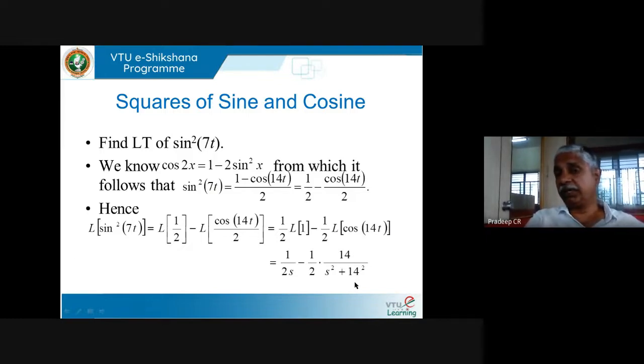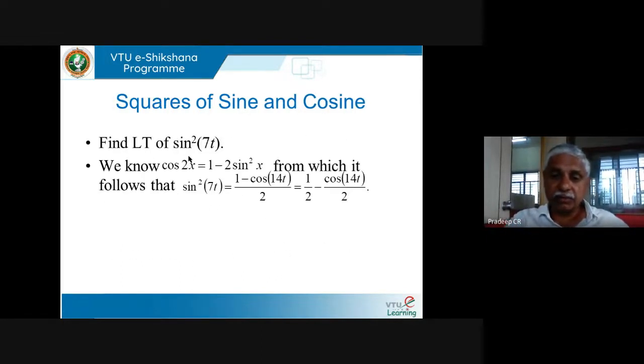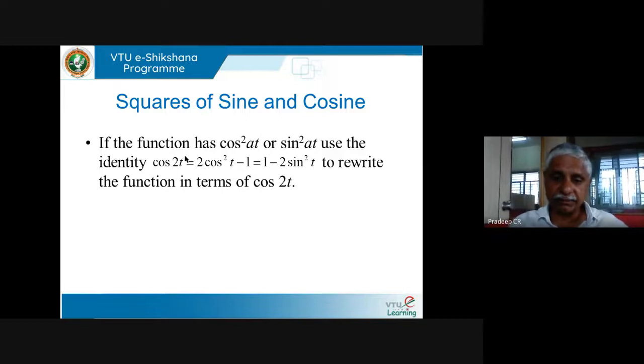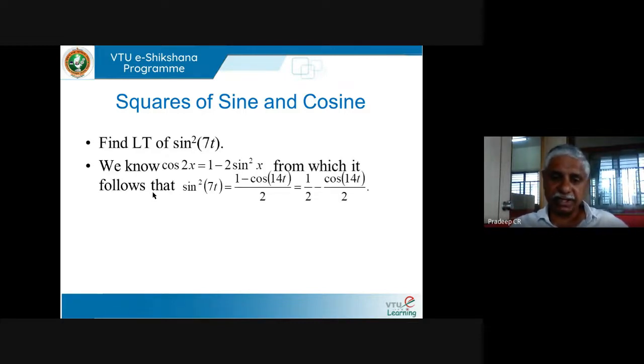So it doesn't look beautiful, as I told you. The final answer may not be beautiful, but it's nevertheless an answer. So this is Laplace of sine square 7t. This is how you find it for sine square. Even if it is cos square, you have to use the same formula. Try to understand this. If it is cos square t, you use this formula: cos 2t is 2 cos square t minus 1, so cos square t is 1 plus cos 2t by 2. So you have to use such formulas for sine square and cos square. I know I have not written down an example of it right now, but it will show up later.